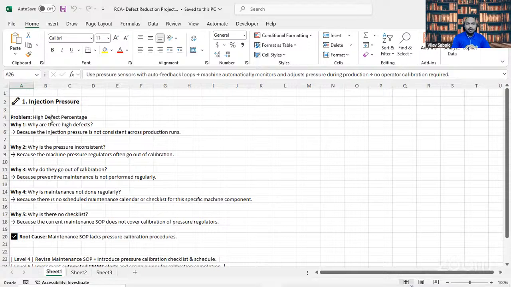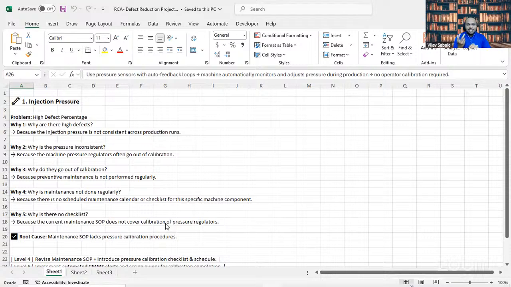Now we can ask the second question: why is the pressure inconsistent? Because the machine pressure regulators often go out of calibration, right? This is just an example, so just try to understand the thought process behind it. We ask the next level of questions: why do they go out of calibration? Because preventive maintenance is not performed regularly. Why is the maintenance not done regularly? Because there is no scheduled maintenance calendar or checklist for this specific machine component. Why is there no checklist? Because the current maintenance SOP does not cover calibration of pressure regulators. So we can see this point is completely missing.